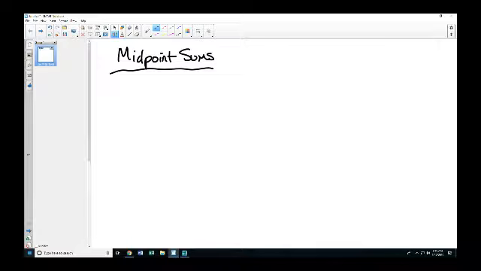Midpoint sums are rectangle based, okay? And I kind of gave you this a little bit earlier, but the rectangle height is based on what's in the middle of your intervals, right? So the biggest way that we actually see this is in a table form. So it would say something like, given, and it would be given an actual table.